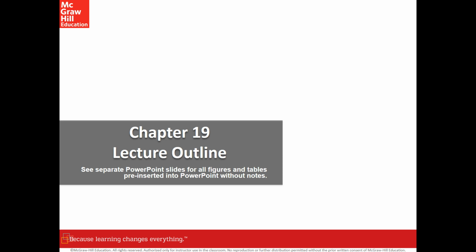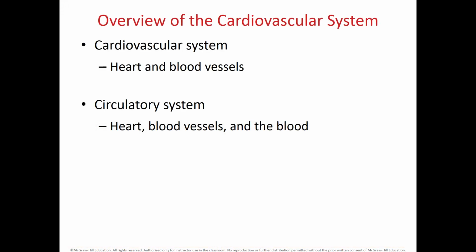Chapter 19 is about the heart. So the heart is part of the cardiovascular system, and the cardiovascular system consists of the heart and the blood vessels. The cardiovascular system helps us to deliver blood into the different tissues in our body so that they can have oxygen, nutrients, hormones, etc. And together with the blood, the heart and the blood vessels make the circulatory system.